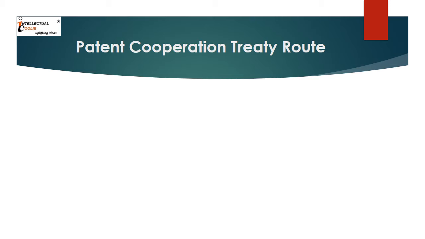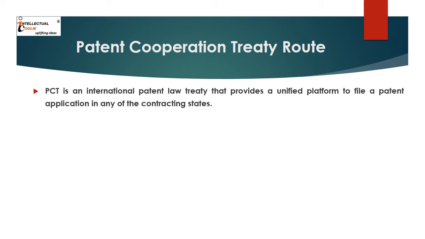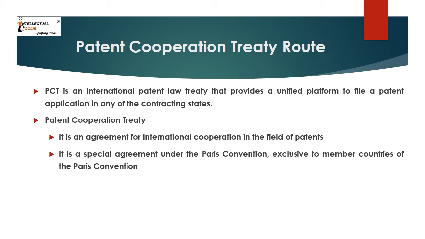Now let's talk about the second route, that is the Patent Cooperation Treaty route, called the PCT route. PCT is an international patent law treaty that provides a unified platform to file a patent application in any of the contracting states. There are some contracting states who have signed a contract called the international patent law treaty, and when you file a patent in any of these contracting states, your application is considered a PCT application. PCT is an agreement for international cooperation in the field of patents.